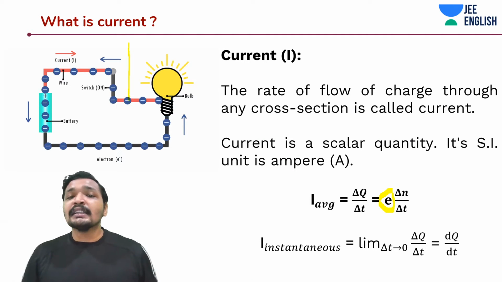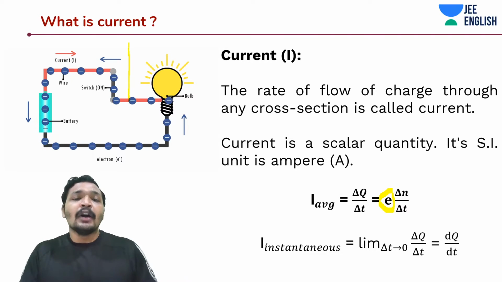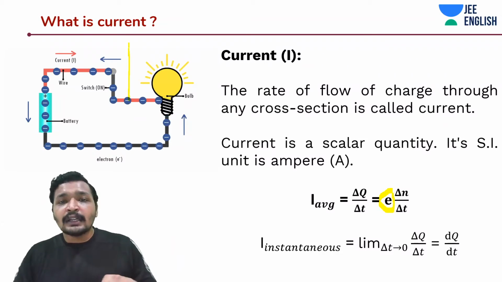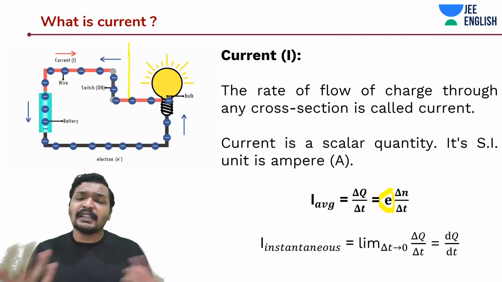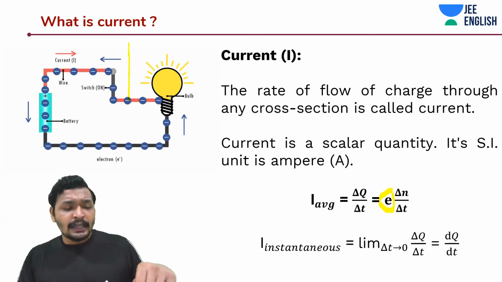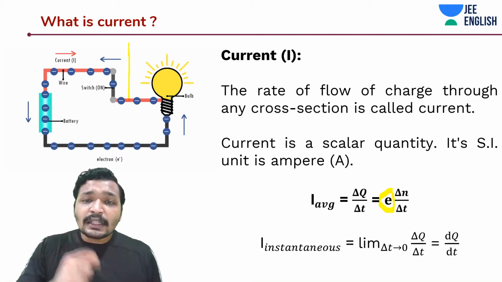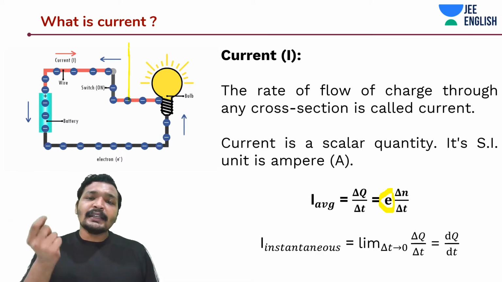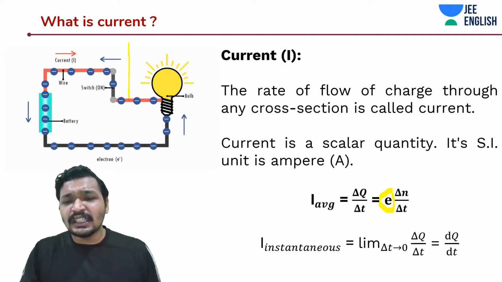Whereas average current is where you're assessing how much charge is flowing over a period of time through a wire, or it can be any conductor. Sometimes it can also be solutions. But in instantaneous current, you're just putting in that probe and assessing what the current is at that moment. So mathematically, you would write delta Q by delta T and make sure that delta T tends to zero.